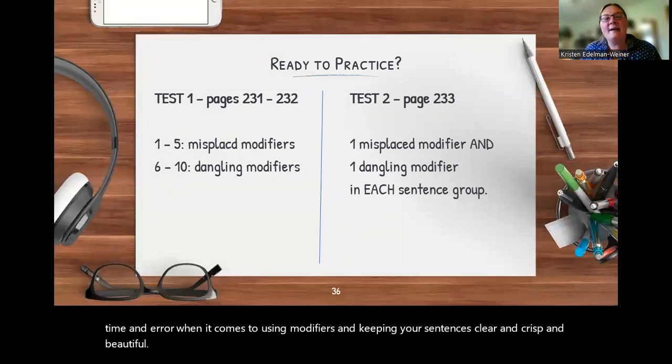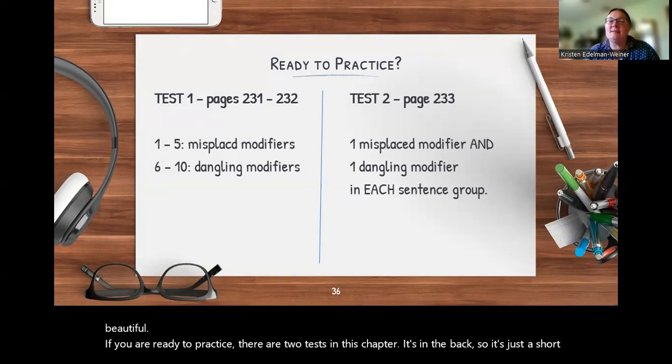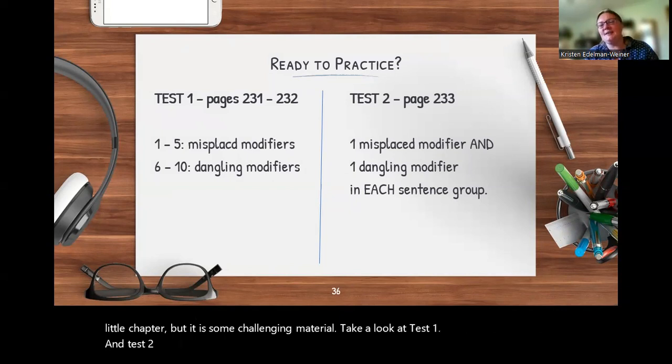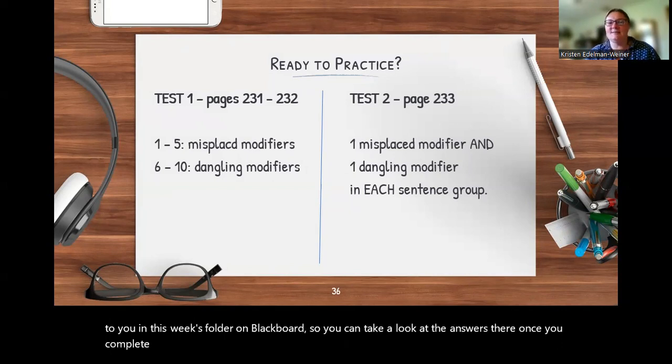If you are ready to practice, there are two tests in this chapter. It's in the back, so it's just a short little chapter, but it is some challenging material. Take a look at test 1 and test 2. I have the answers at the end of this PowerPoint, and this PowerPoint is available to you in this week's folder on Blackboard, so you can take a look at the answers there once you complete these tests.